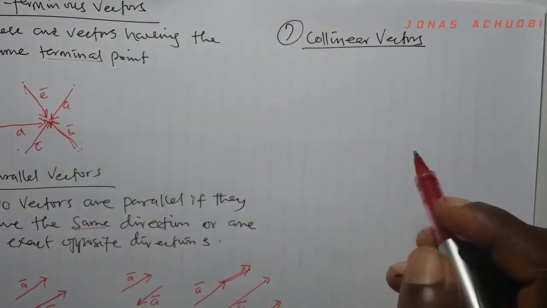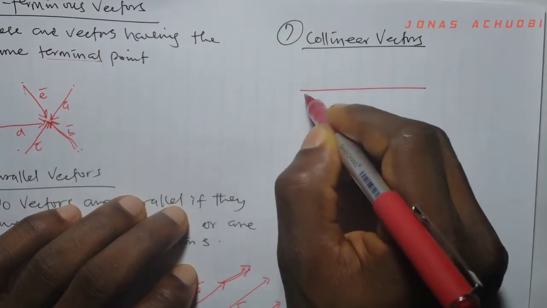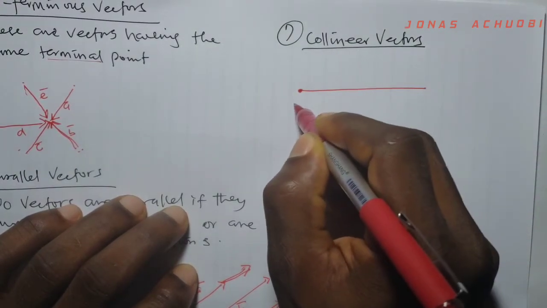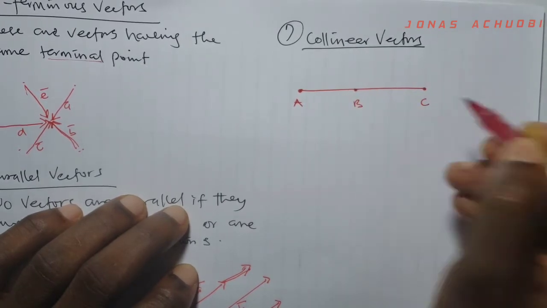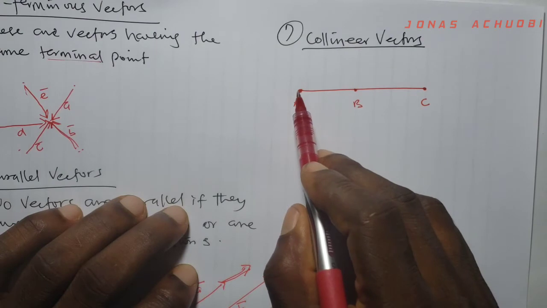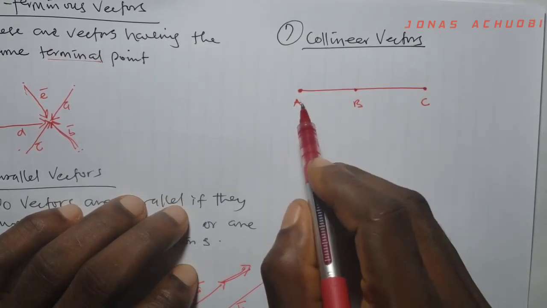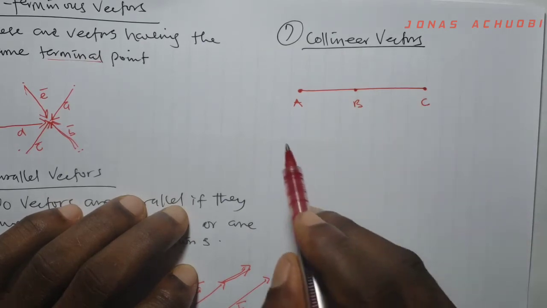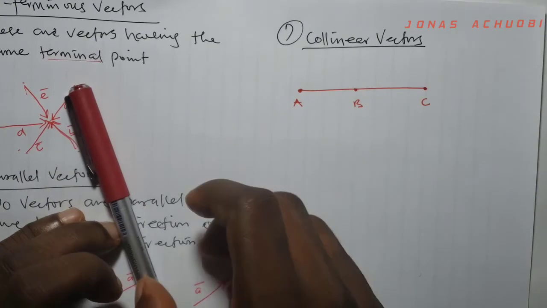Collinear vectors. Now, if we have a straight line and we have 3 points on that straight line, say point A, point B, and point C, then if these 3 points A, B, and C are on the same straight line, then we say that point A, point B, and point C are collinear points, right? Now, the same idea extends to vectors.